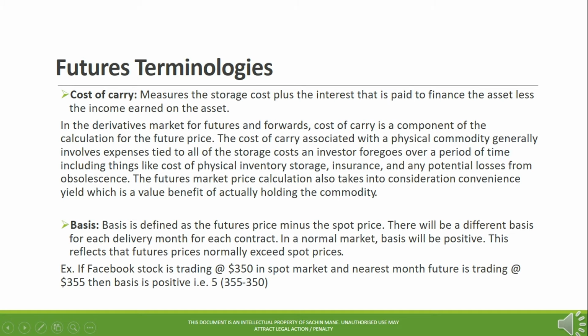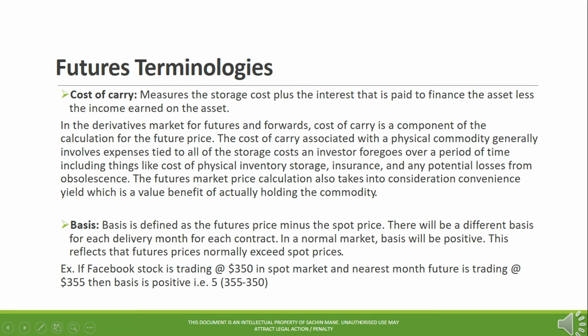The futures market price calculation also takes into consideration convenience yield, which is a value benefit of actually holding the commodity. Basis is defined as the futures price minus the spot price. There will be a different basis for each delivery month for each contract. In a normal market, basis will be positive. This reflects that futures prices normally exceed spot prices.